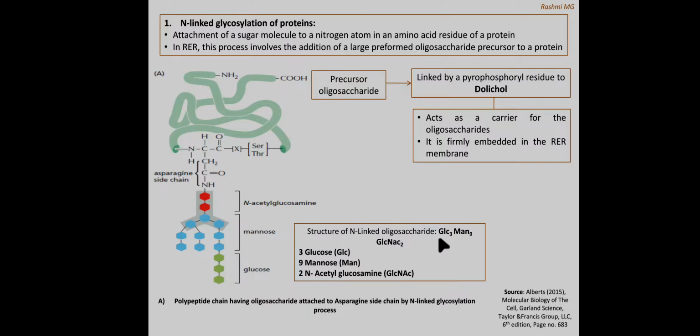The structure of the N-linked oligosaccharide is 3 glucose, 9 mannose and 2 N-acetylglucosamine. You can see 3 glucose, 9 mannose and 2 N-acetylglucosamine. It is the structure of this preformed oligosaccharide. This is glucose, okay? Just don't get confused.